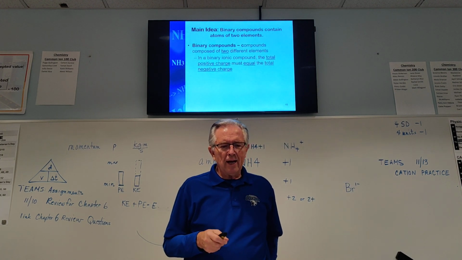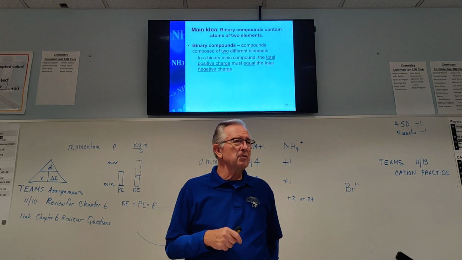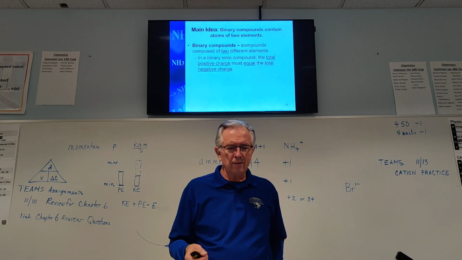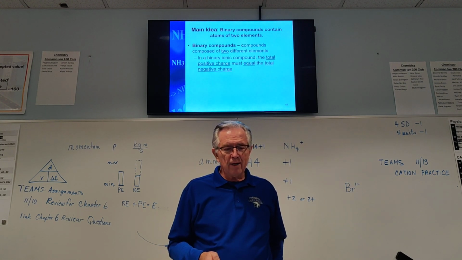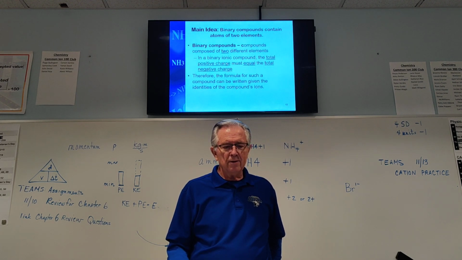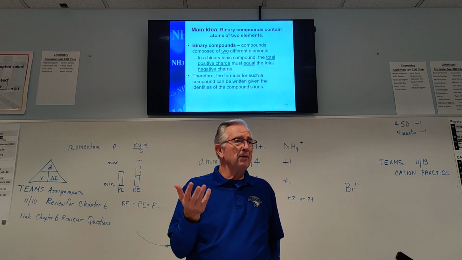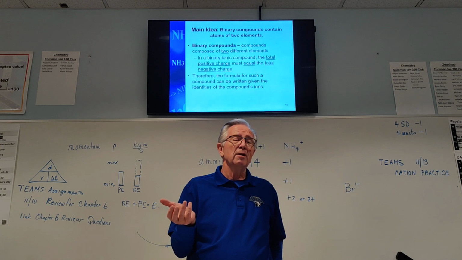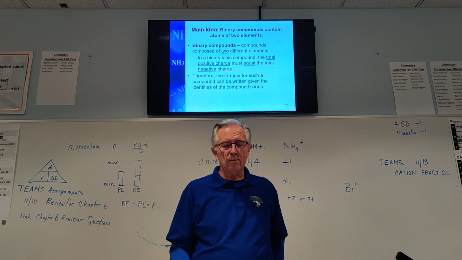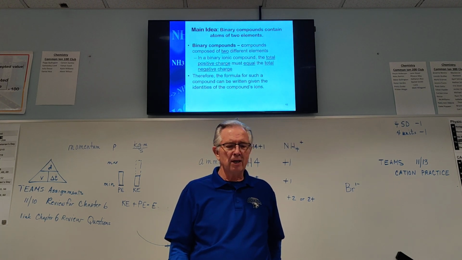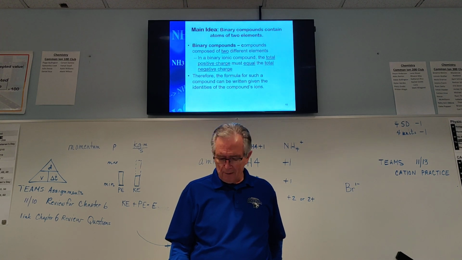So in a binary ionic compound, the total positive charge has to equal the total negative charge. So when we're trying to write the formula for these, we're going to maybe have to add subscripts to make those charges equal to 0. In other words, they add up so that the pluses and the minuses cancel each other.